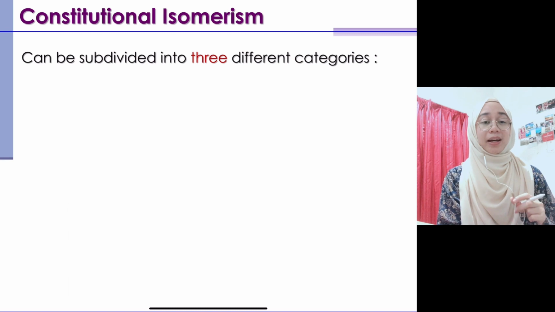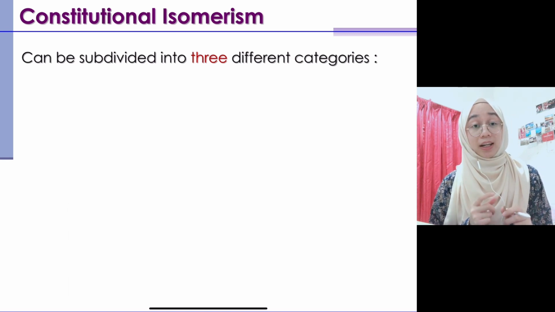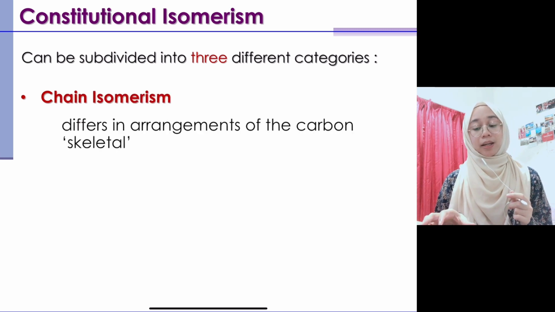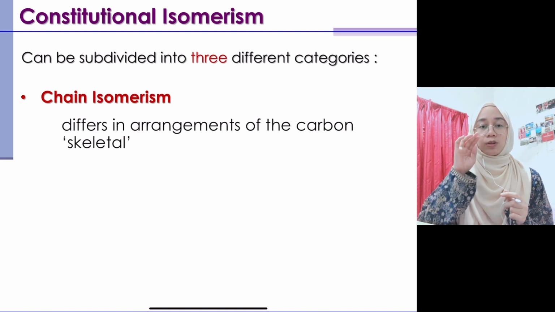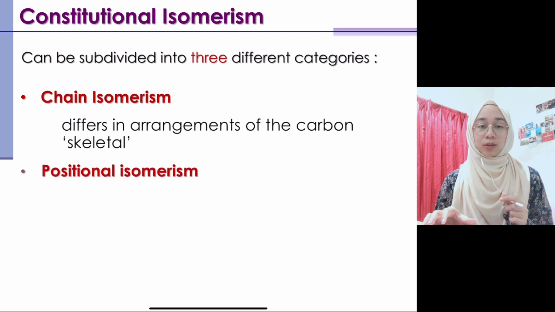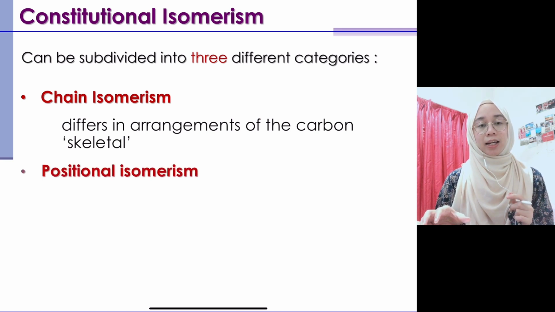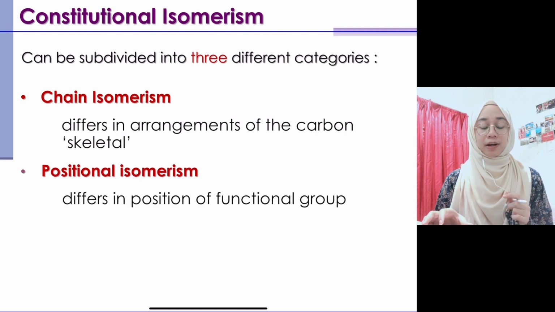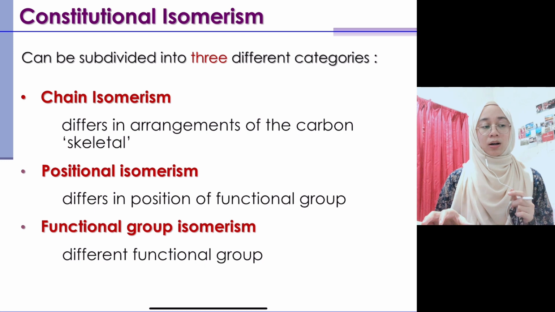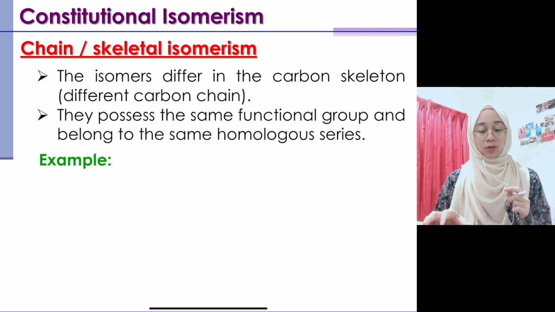Constitutional isomerism can be subdivided into 3 different categories. As mentioned, chain isomerism differs in the arrangement of the carbon skeleton, so the way we arrange the carbon is different. Next, we have positional isomerism. Positional isomerism must have a functional group, and they differ in the position of the functional group. Lastly, we have functional group isomerism, whereby we have two compounds with the same molecular formula but a totally different functional group.